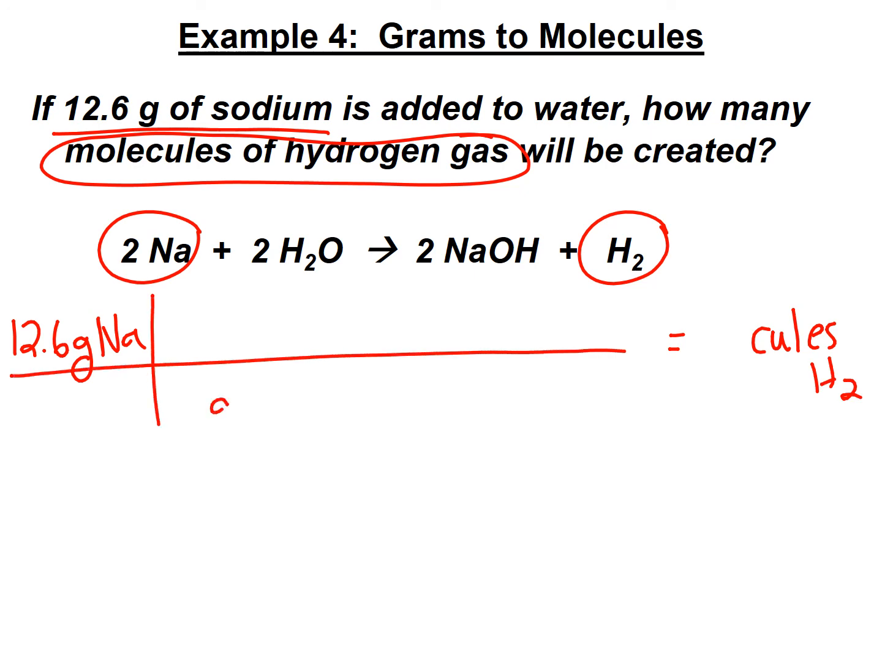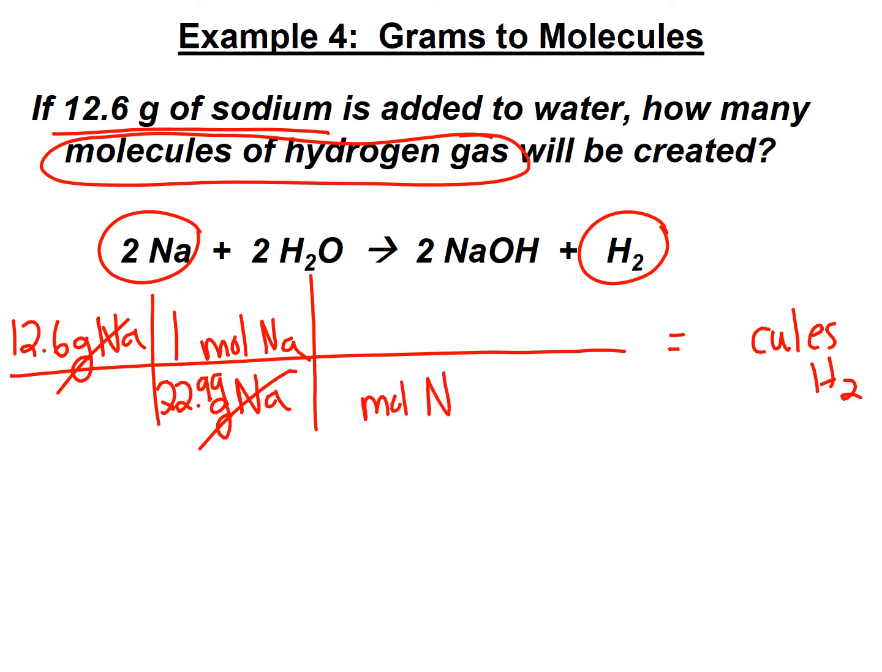Okay, so I have to convert my given into moles. So I take grams of sodium and move it down. I know from the periodic table that there are 22.99 grams of sodium in 1 mole. Now I have moles of my starting substance, so I'm going to do my mole ratio. So I'll put moles of sodium here. And I'm going to put moles of hydrogen here because that's my desired substance in the end. Okay? So for every 2 moles of sodium, I produce 1 mole of hydrogen. And again, that's from the coefficients of the balanced equation.